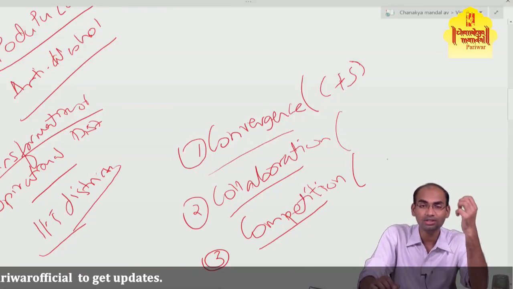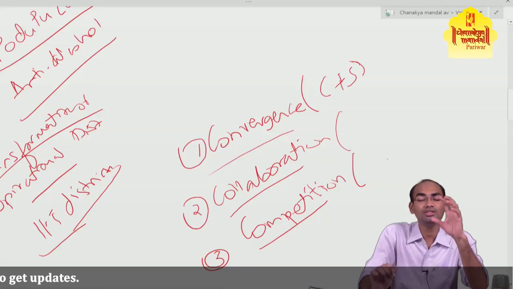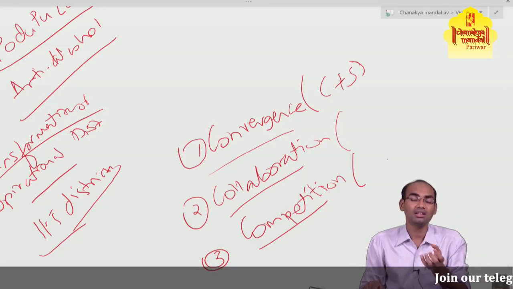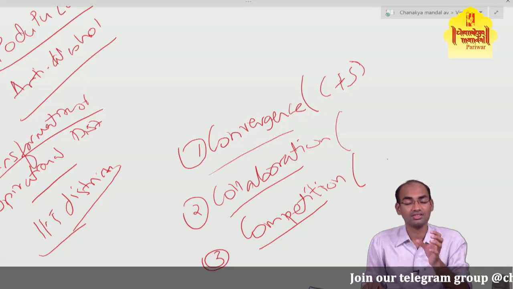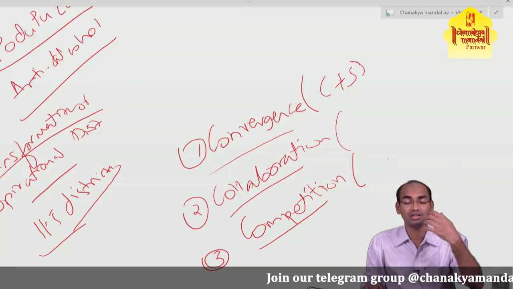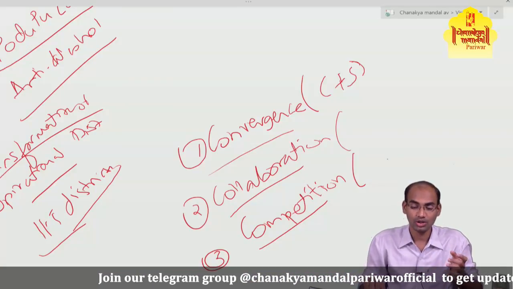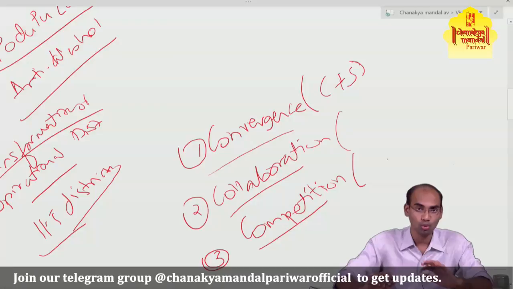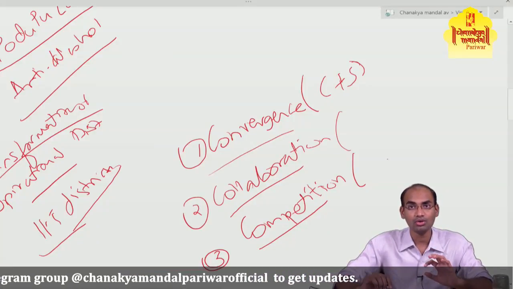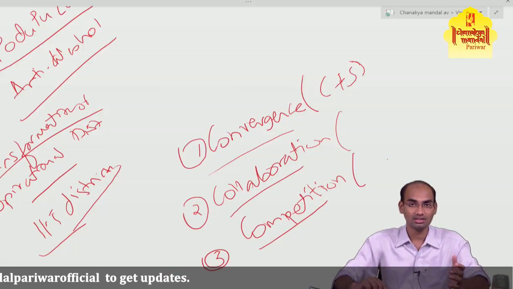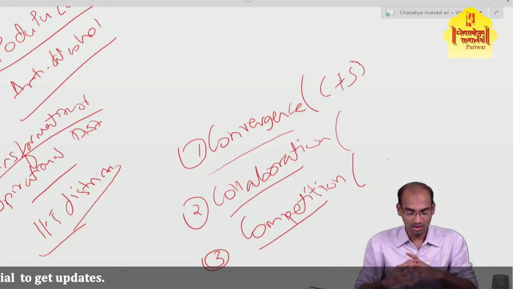And competition means competition between these aspirational districts, so that these districts will strive for their own betterment. Through these three core strategies, the government wants to bring these backward districts into the mainstream society.